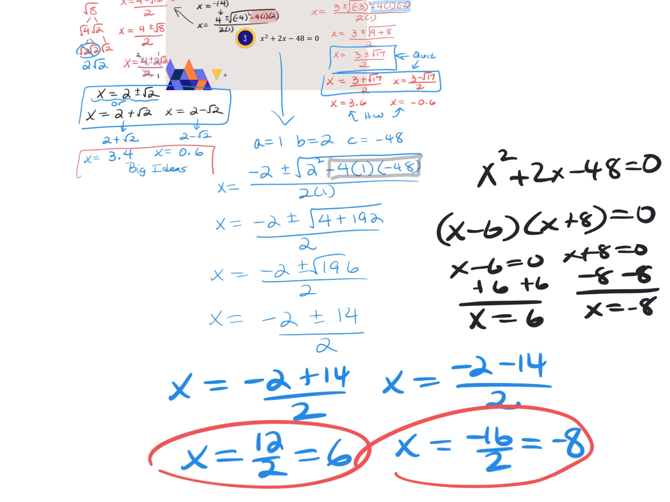So this is the other method that we learned yesterday. Just to show you on this question, because it can be factored, it's faster. Now, on the quiz, I'm going to tell you which question you have to use quadratic formula because it can't be factored. And the reason why I'm telling you which one it is, so you don't waste time trying to factor it.